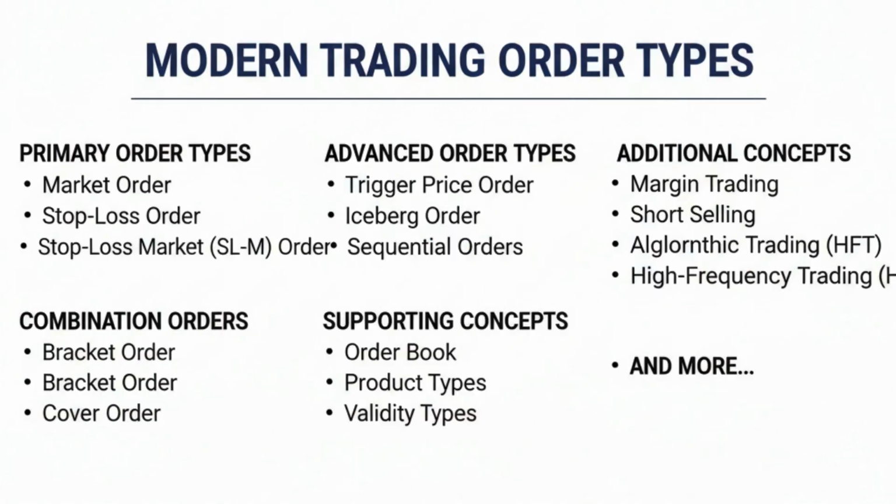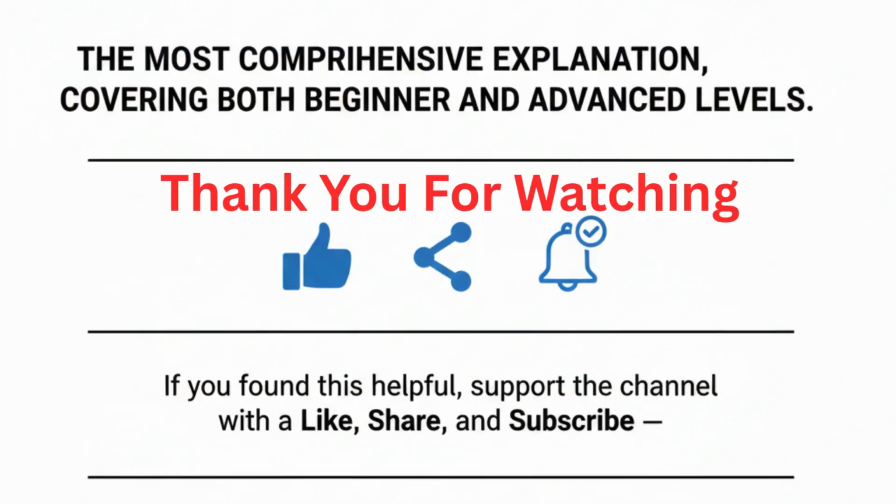You have now learned every important order type used in modern trading: market, limit, stop loss, SLM, bracket, cover, trigger price, order book, iceberg, sequential orders, product types, validity types, and more. This is the most comprehensive explanation covering both beginner and advanced levels.